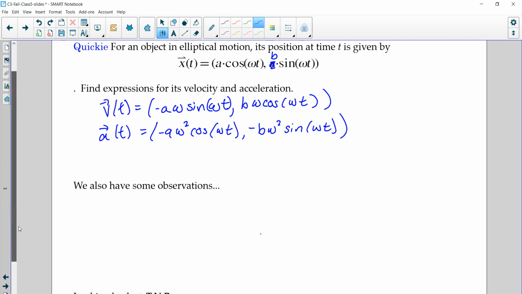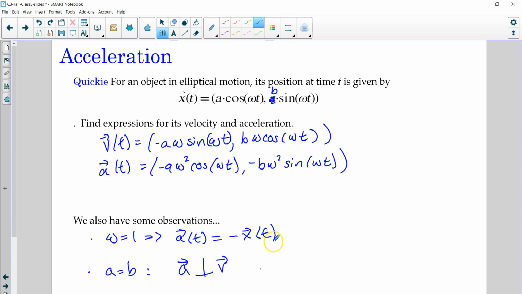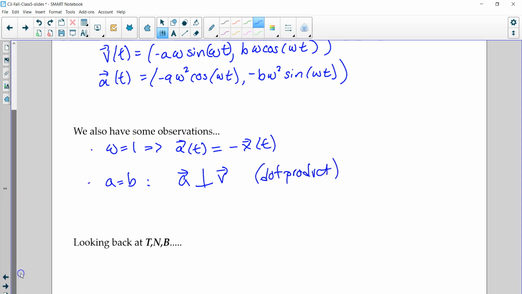Just as we look at this a little bit, if we had omega equal to 1, then what I get is that a of t, as a vector, is the opposite of x of t. And the second observation here is that if I have a equal to b, then we actually notice that a is perpendicular to v, and you can check that by doing a dot product. Okay, so that's kind of fun.